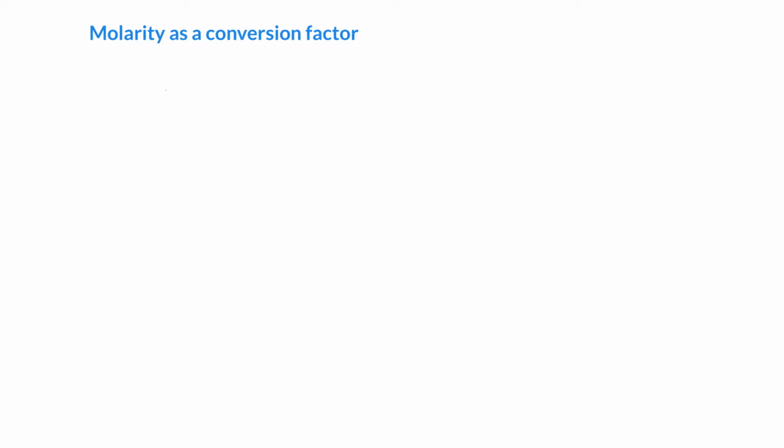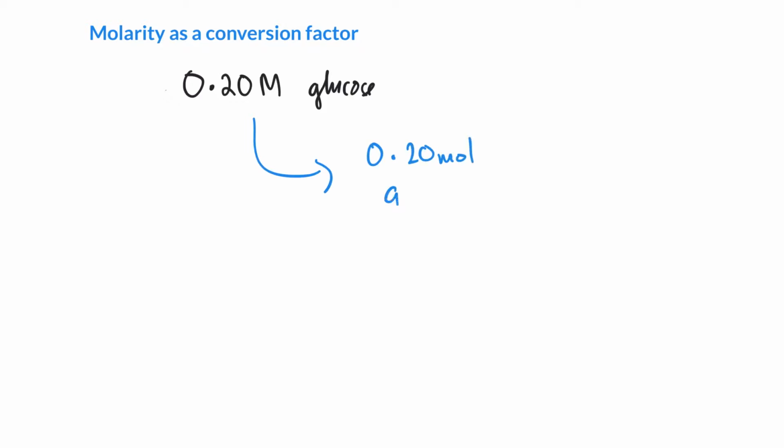One of my favorite things about molarity is that we can use it as a conversion factor. So we have a solution that is, say, 0.2 molar in glucose. We can say that that actually means that there are 0.2 moles of glucose in every 1 liter of that solution. And I love conversion factors because they make conversion problems super duper easy.